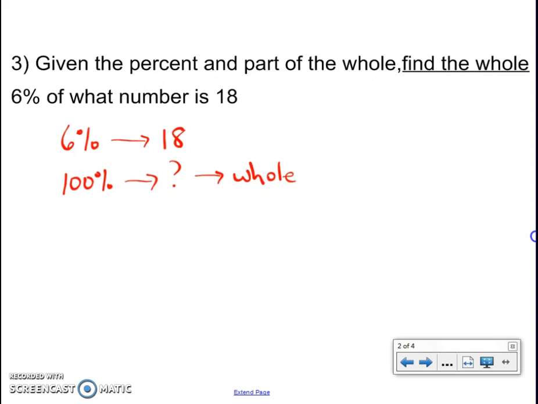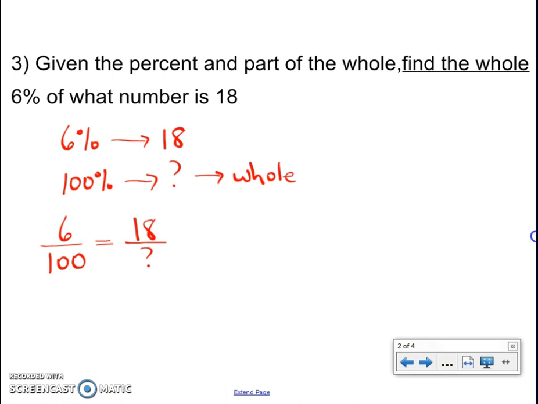So there's a couple different ways that we can do it, and I'm going to show you 2 today. So one of the ways would be to set up a proportion. So I know that 6% means 6 out of 100. And I'm going to set up a proportion. So what would 18? Is 18 going to be 6 or is 18 going to be 100? Well, we know the question says 6% is 18. So I'm going to line those up across from each other. And this is where my unknown comes in. So 6 over 100 is equivalent to 18 over what?